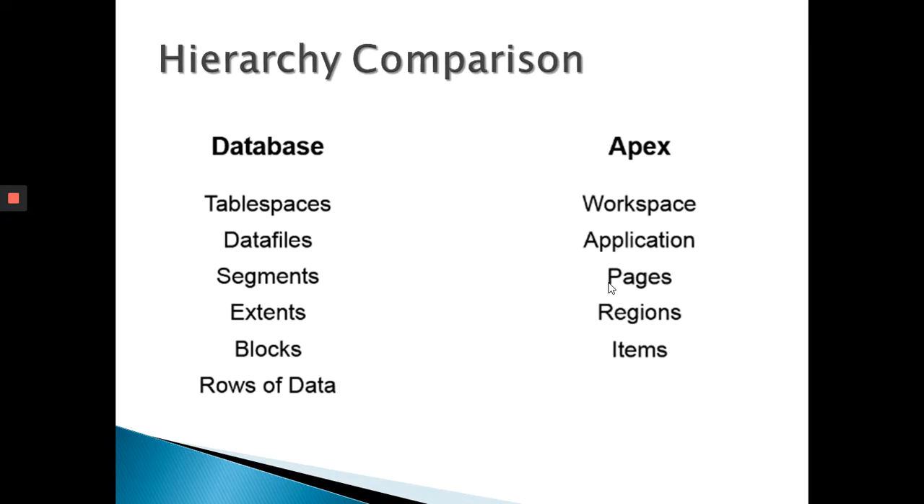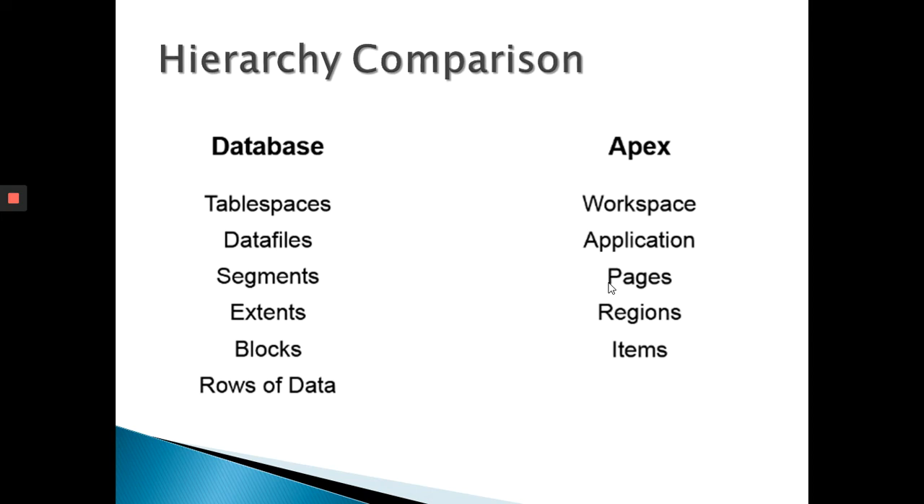Now let's compare the hierarchy between Oracle database and Apex. As you know, in Oracle database, we have tablespaces. Under that, we have data files. Then under data files, we have segments. Then we have extents, blocks. And in the last, we have rows of data. This is a typical hierarchy of a database.